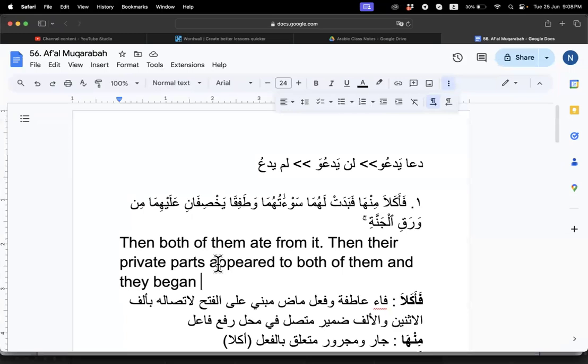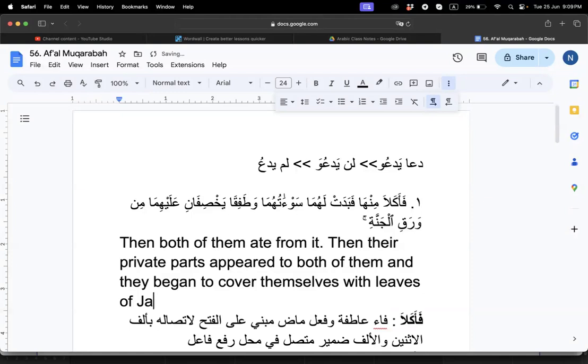So they began to cover. They began to cover themselves. You can say themselves. With the leaves of the Jannah. Exactly. Leaves of the Jannah.